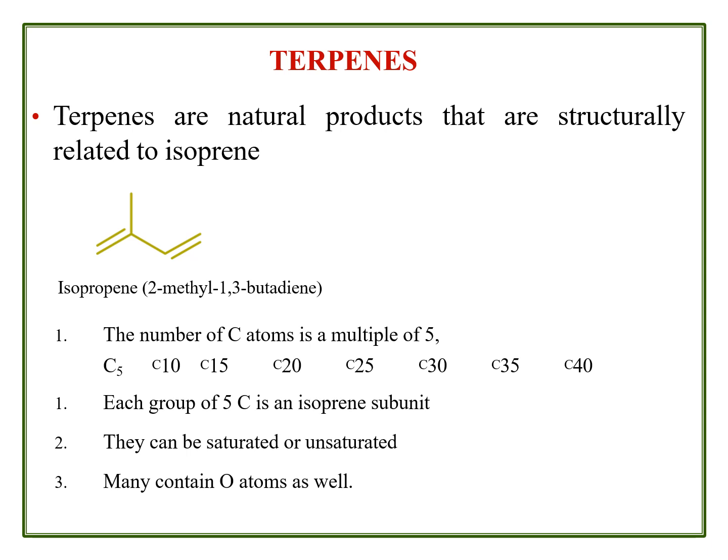So the number of carbon atoms in a terpene is a multiple of 5, and can vary from 5 to 40. Each group of 5 carbons is an isoprene subunit. The same structure is repeated. So that's why the complexity of the terpenes. They can be saturated or unsaturated.